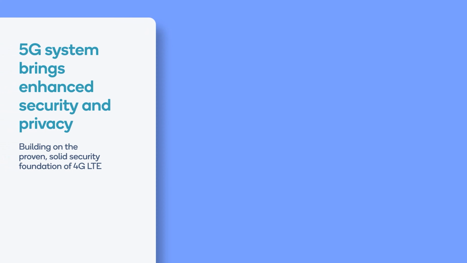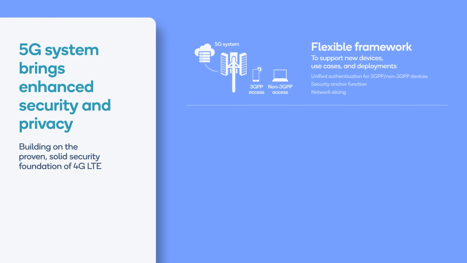So first, before we look at the actual data management platform, we just want to review some of the new security features that 5G brought on top of the solid security that 4G provides. The first thing it introduced was a more flexible framework, allowing you to support new types of devices and new types of deployments. We introduced features like unified authentication for 3GPP and non-3GPP access, a security anchor function, and network slicing to allow you to have more flexibility in how you deploy the network from a security perspective.